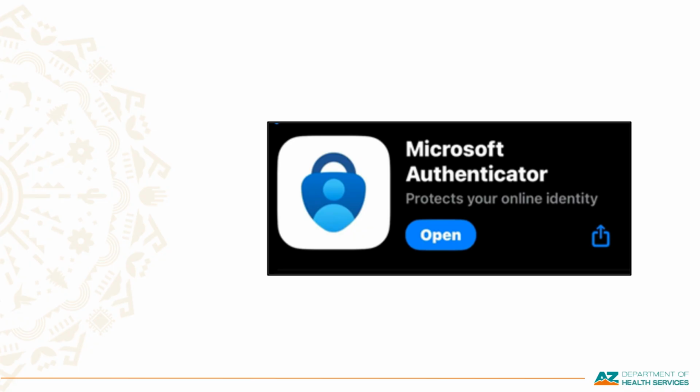If you have not done so already, the first step will be downloading the Microsoft Authenticator app from the App Store or Google Play on your work or personal cell phone. Make sure it's the official Microsoft app using the image on the slide.